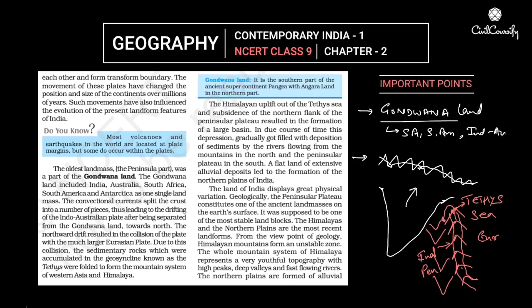These rivers brought sediments with them, and other rivers in the peninsular region also brought sediments, and over millions of years these sediments filled up this valley, and eventually we saw the alluvial plains, the northern plains of India. They are rich in alluvial soil, very fertile because they are fairly new compared to the peninsular region. The peninsular region has stable and hard rocks because these are very old, and this is how the Himalayas uplifted.